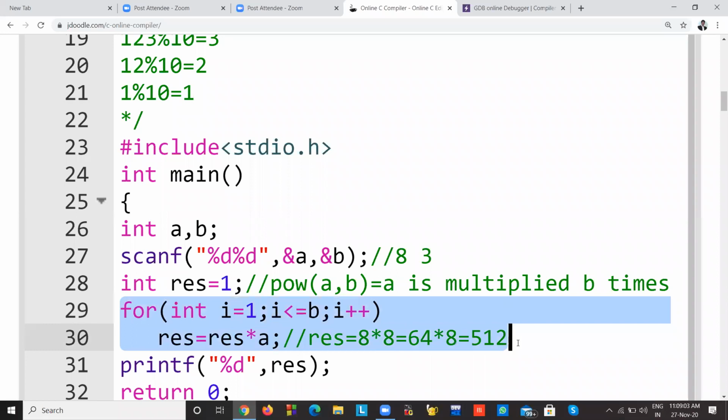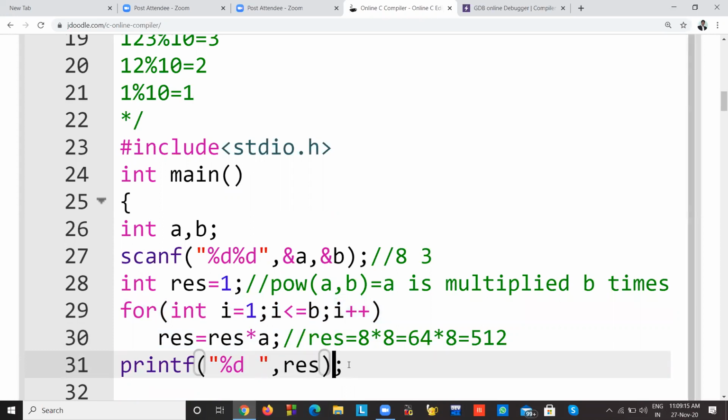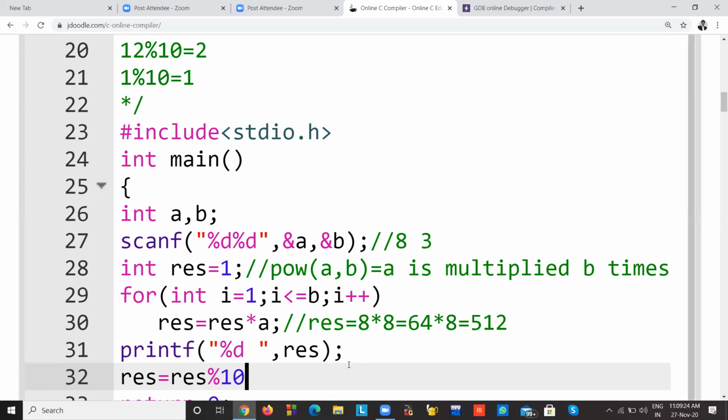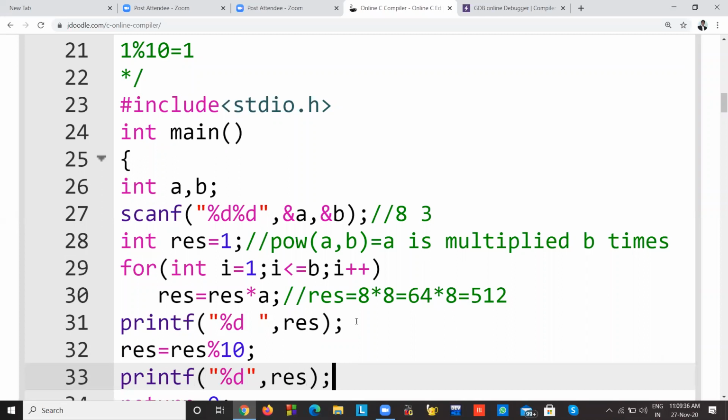a function, pivot w of a comma b, to print the result. Okay, so then in the result we can understand what the power value is. Now I just wanted to print this result with mod 10. Final value required is mod 10, right? So now printf percentage d comma res. Okay, that's all.